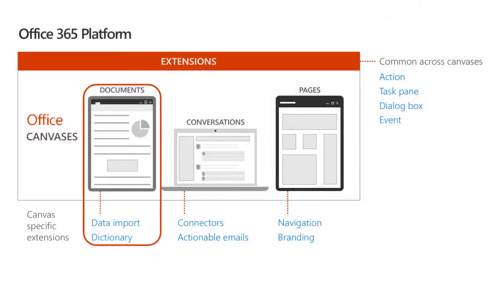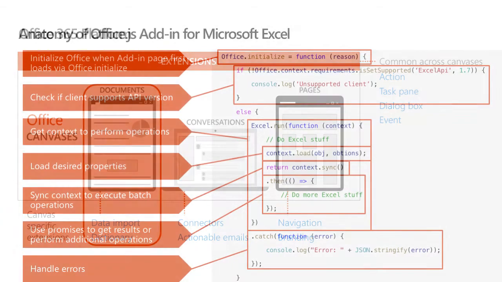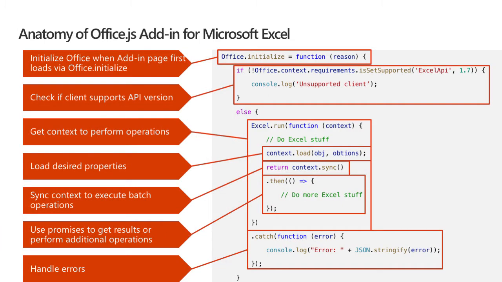The Office 365 platform offers a number of canvases for developers to embed and extend customizations. Office add-ins are just one of those different canvases that we're going to cover in this slide and module today. Let's start by looking at the anatomy of an Office.js add-in for Microsoft Excel.